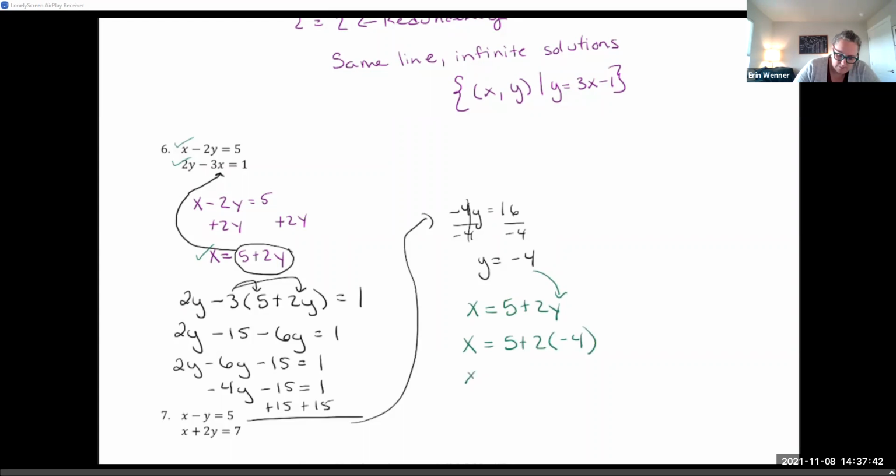Simplifying that multiplication, 2 times -4 is going to be -8. And 5 plus -8 gives me -3. Therefore, our solution is the point -3, -4. So pause. Let's ask questions.